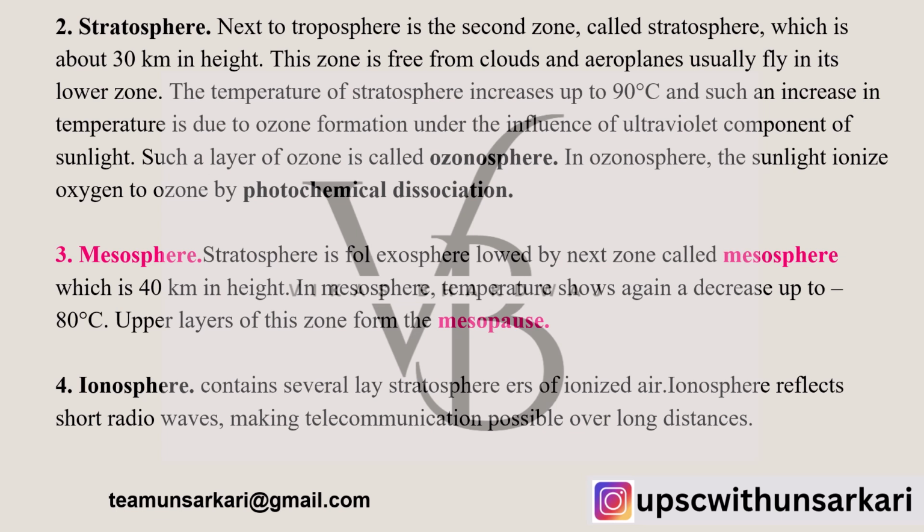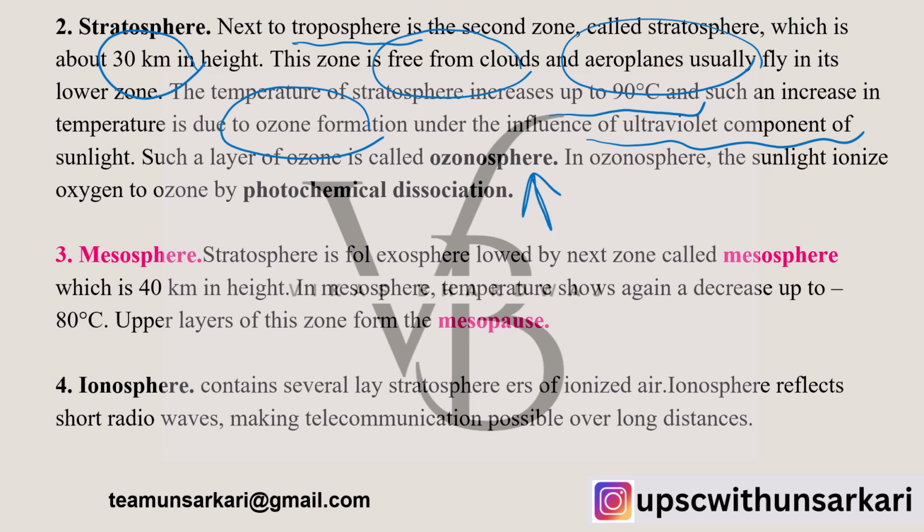Similarly, the stratosphere, which is next to the troposphere, or the second zone, is at about 30 kilometers in height. It is free from clouds, and aeroplanes usually fly in the lower zone of the stratosphere. Temperature increases up to 90 degrees centigrade, and the increase in temperature is because of ozone formation under the influence of the ultraviolet component of sunlight, and such a layer of ozone is called the ozonosphere. In the ozonosphere, the sunlight converts oxygen to ozone by photochemical dissociation. This process of photochemical dissociation we will discuss separately.